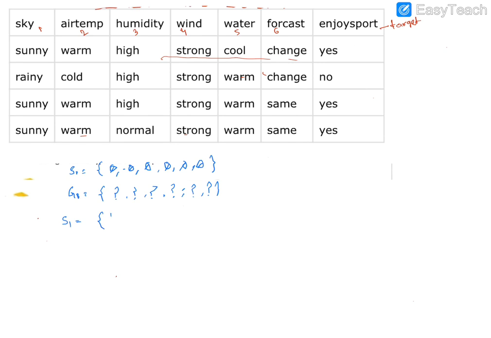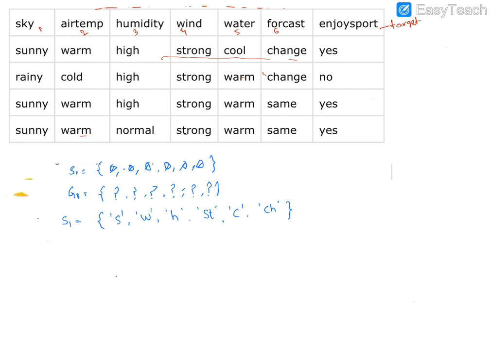What is sunny? Sunny in the sense I am going to take sunny. And the second record is warm. The third one is high. For simplicity, I am taking only the first character. And for strong, yes, again ST, if you want to avoid confusion. And cool, C. And for change, CH. Right? So this is the first S1.